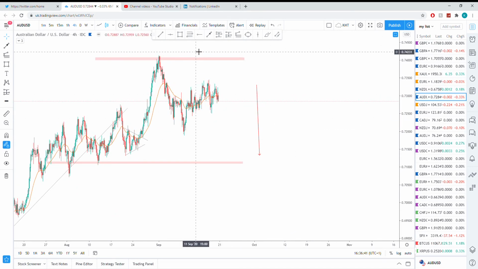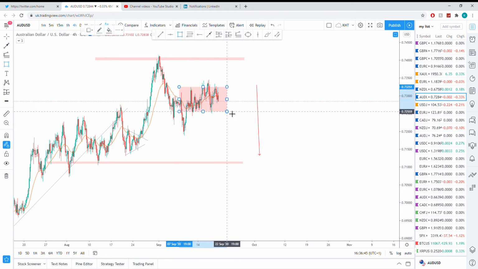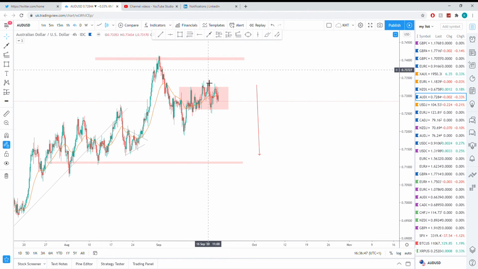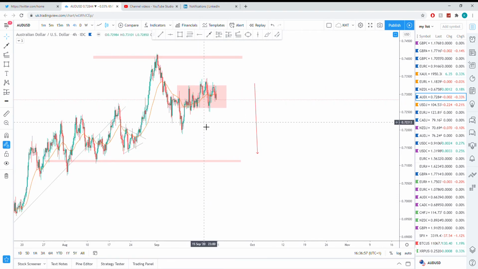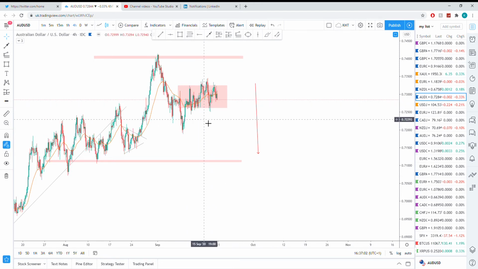Now I'm looking at this area here as a big congestion, and I hope you can see this as well. There's very choppy price action behavior here, and if you were to get into this muddle here, it would have been quite difficult. So if you did get any trades there and you got stopped out, don't worry. This is just part of market conditions.